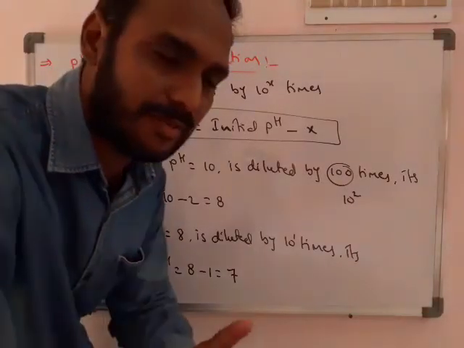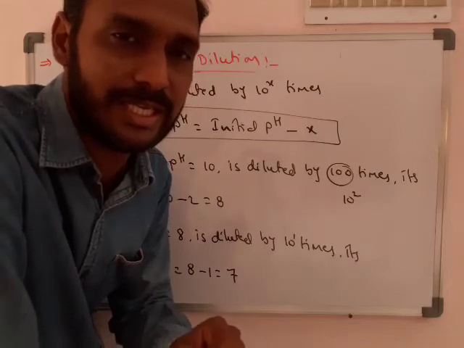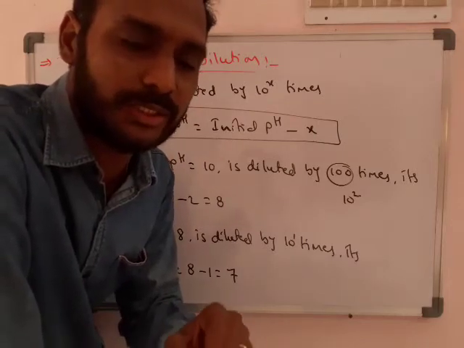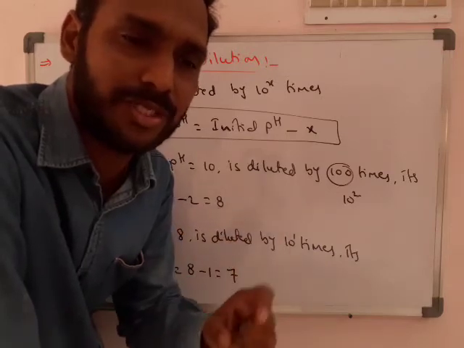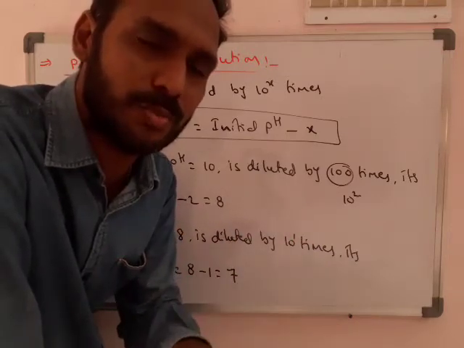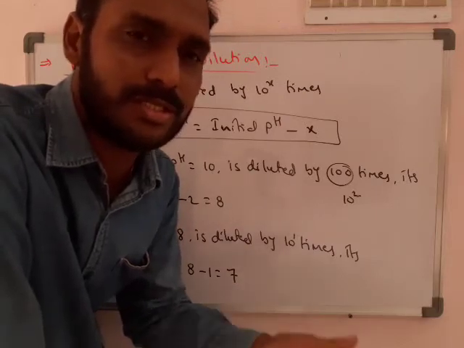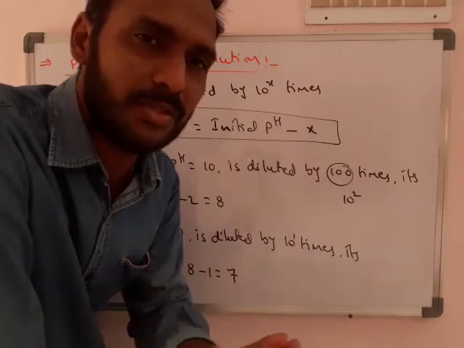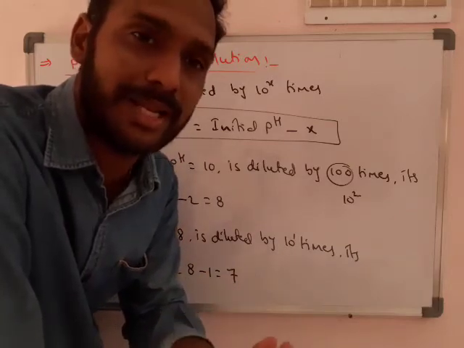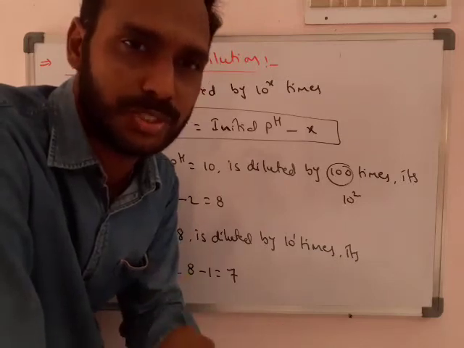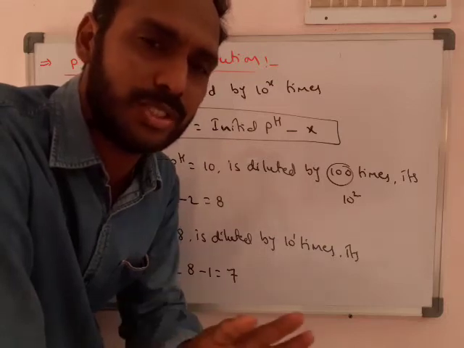But pH equals 7 is not at all possible for a base, because pH equals 7 indicates a neutral solution. We know that even on very large dilution, even infinite dilution, an acid cannot be changed into a base, a base cannot be changed into an acid, and neutral also cannot be changed into acid or base. Means even on dilution there is no change in the nature of the solution.